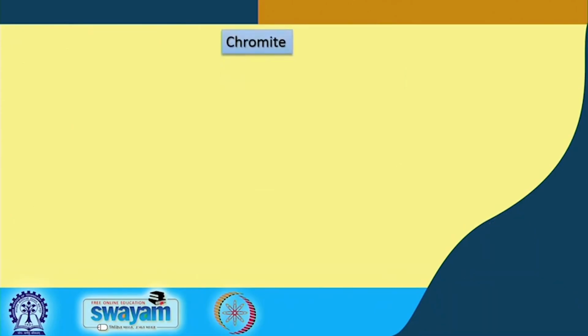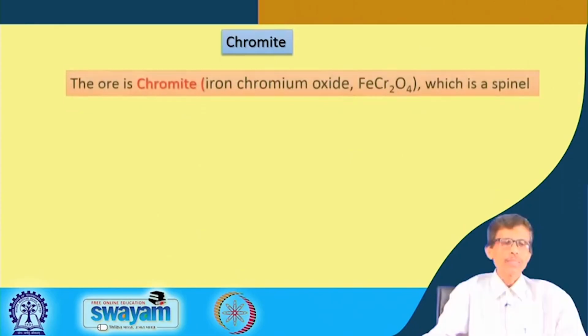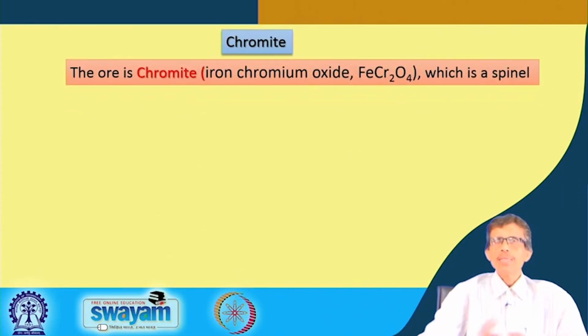So, we will take chromite as your ore. This chromite is in your hand. Chromite is nothing but your iron chromium oxide ore, and its formula is FeCr2O4. It is a double metal containing ore, and therefore a spinel type of thing, because we know that the spinel can have a double metal oxide form.